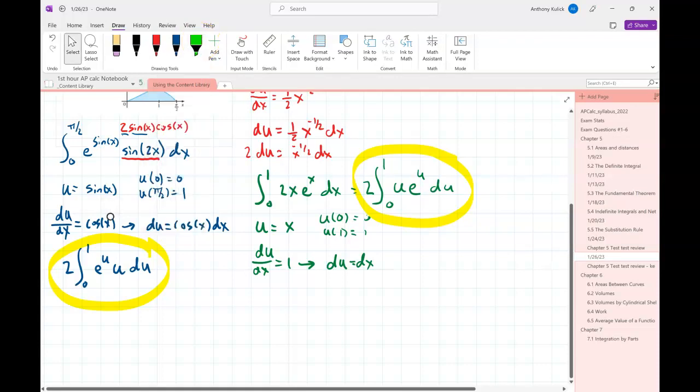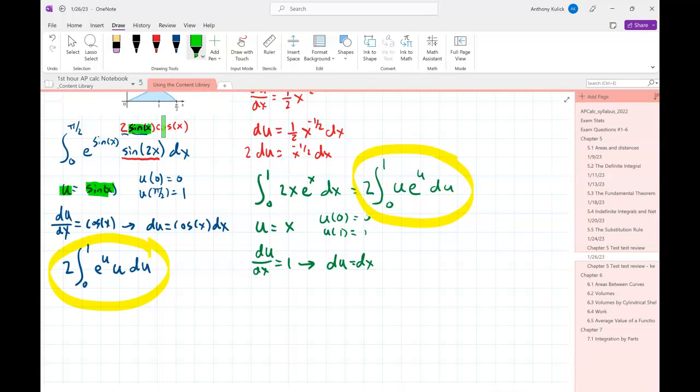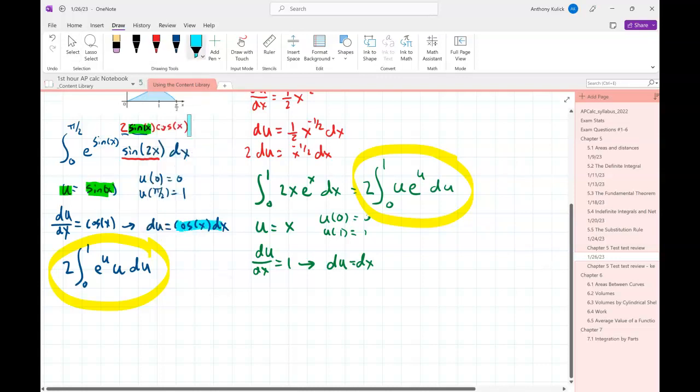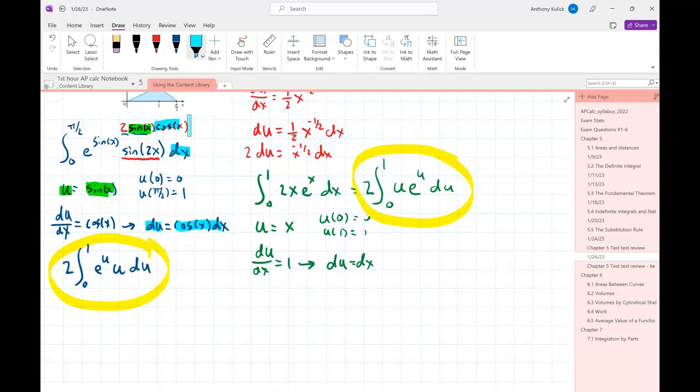Yeah, so I plugged in sine x is u, so I plugged that in there. And then cosine x dx is du, so cosine x dx became my du. And then I think everything else should be easy to see where it went to, right?